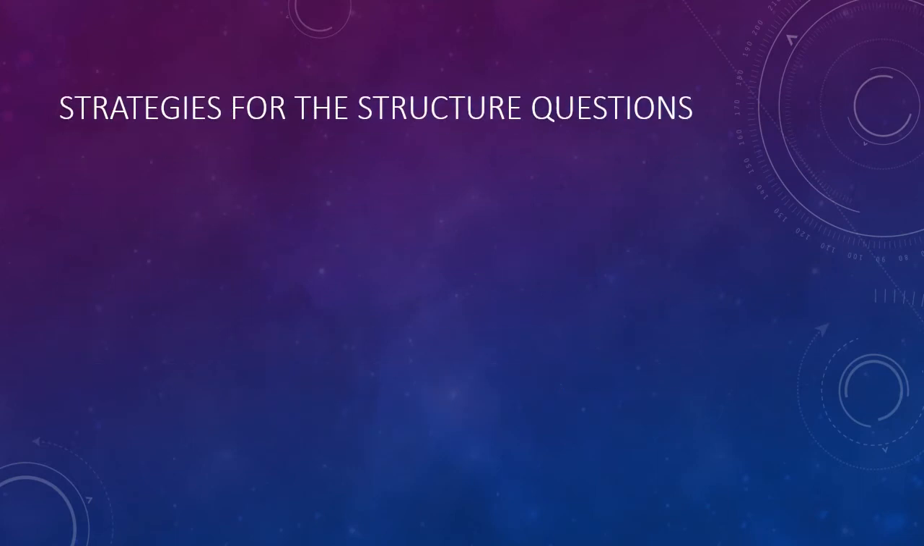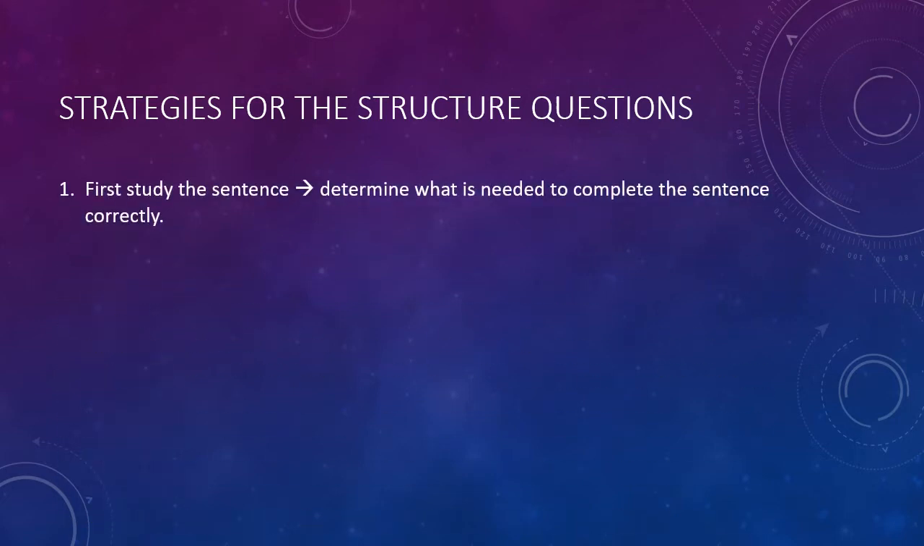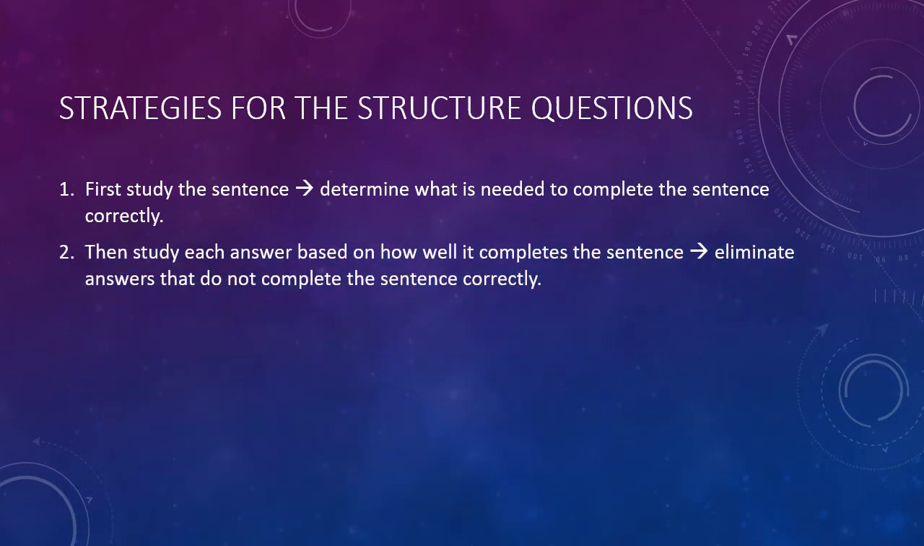All right, after we talk about the general strategies, let's talk specifically about the strategies for the structure questions. The first strategy is study the sentence. It means that you need to determine what is needed to complete the sentence correctly. Find out what is missing from the sentence first, whether it is a subject or the verb or the object. And then study each answer based on how well it completes the sentence. You can first eliminate answers that do not complete the sentence correctly.